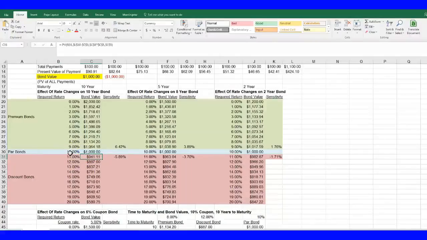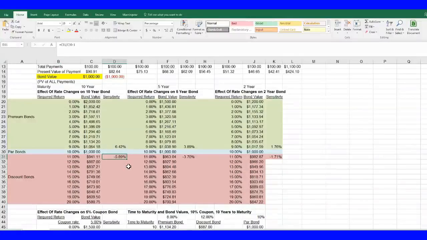So when interest rates go from 10% to 11%, the value of the bond went from $1,000 to $941. So we can see the sensitivity of this particular bond when we look at the price change. A 1% change in interest rates from 10% to 9% caused this bond to increase in value by 6.4%. Likewise, when interest rates went from 10% to 11%, the same 1% change, but now it's a 1% increase, the value of this bond has fallen by 5.89%.